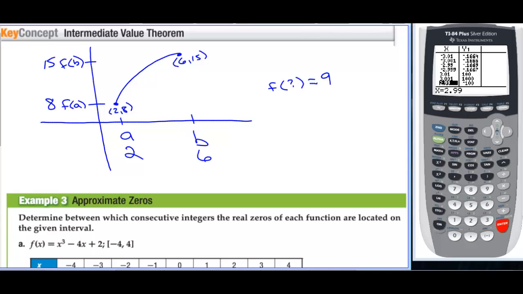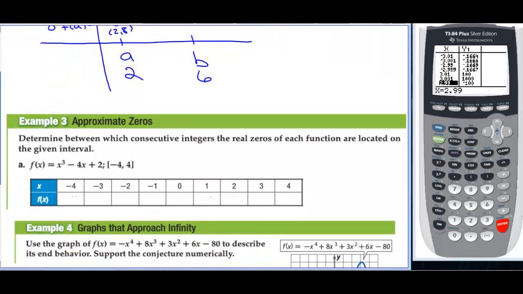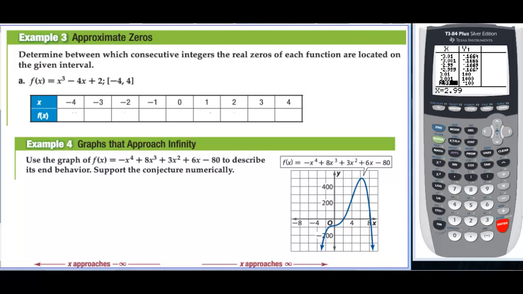Let's say 9. Somewhere the function value is 9, and there's an x value that gives us that value of 9. Somewhere. Somehow, some way. As long as the function is continuous. And we could write that instead of 9, we could write anything from 8 to 15, and an x value gives that value somewhere. So here's how we use it on example 3.